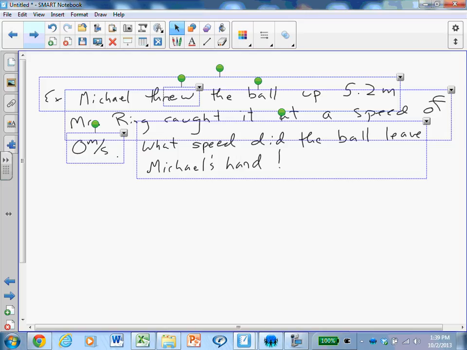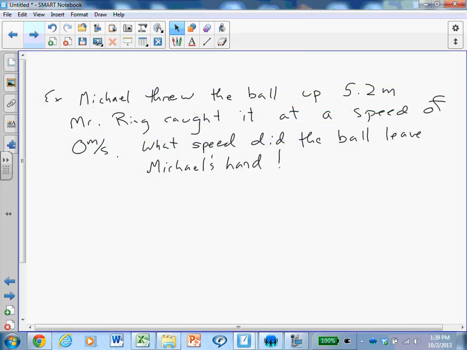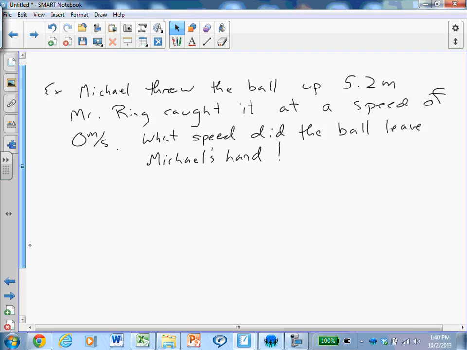It's reacting slowly, but at any rate, take some time to copy this down. Michael threw the ball up 5.2 meters. Mr. Ring caught it at a speed of 0. What speed did the ball leave Michael's hand?